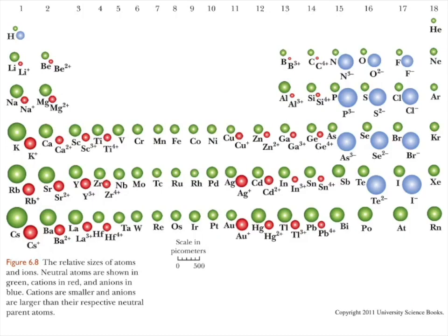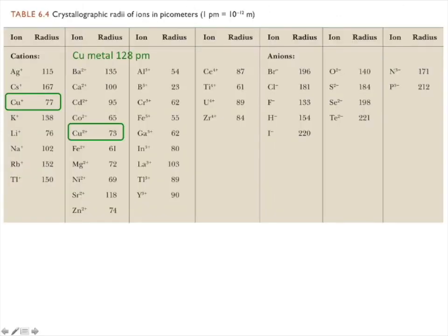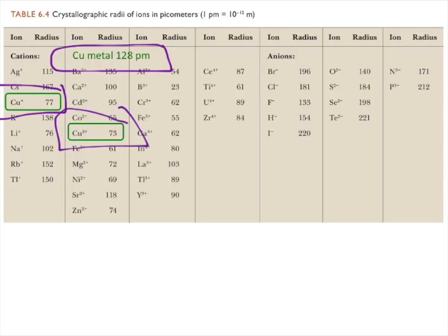Here's a nice chart that shows various radii of a bunch of different elements and their ions, and it adheres to the same trend that we just discussed. And another example, if you look at copper, neutral copper has a radius of 128 picometers. Then when you go to the copper 1+ ion, it gets smaller to 77 picometers. And then when you take another electron out, it gets even smaller, which makes sense given what we just talked about.